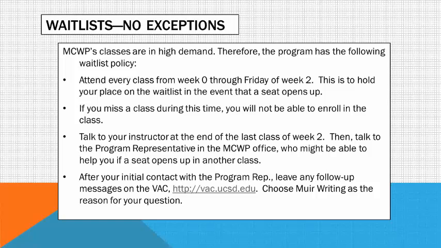Talk to your instructor at the end of the last class of week 2. Then talk to the program representative in the Muir College Writing Program office, who might be able to help you if a seat opens up in another class. She will not be able to help you if you have not attended all classes to date. After your initial contact with the program rep, leave any follow-up messages on the website. Choose Muir Writing as the reason for your question.